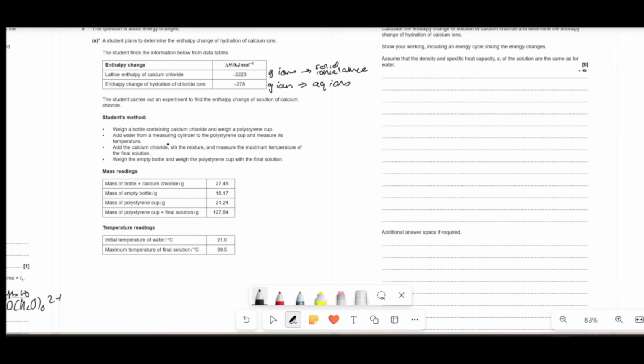And then, what have they done? They found the enthalpy of solution of calcium chloride. The enthalpy of solution is where you take 1 mole of solid ionic lattice and dissolve it, and you get aqueous ions. So we know it's solid ionic lattice to aqueous ions. The reason this is important is because this will help you shape the cycle that you end up making.